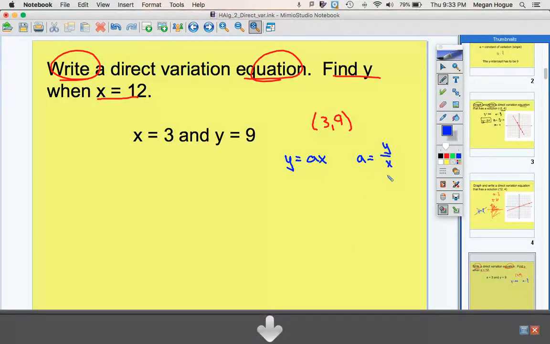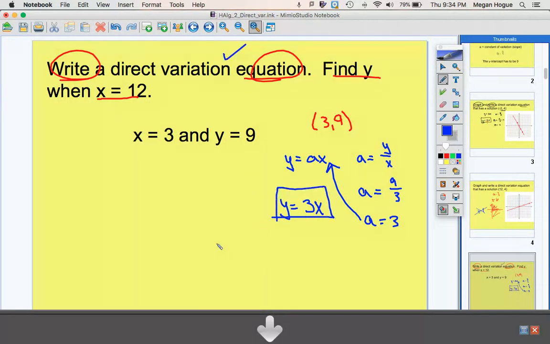So a is y over x. I got to find that first so I can write my equation. So a is equal to, that's a 9, not an a. So 9 divided by 3. So my a is 3. You have to write your equation. This is the step I'll have people forget because they get so excited. That's what I like to think. I know it's not true. But they get so excited about finding y, they want to do that. But I need to see the equation. So y is equal to 3x. There's my equation. Done.